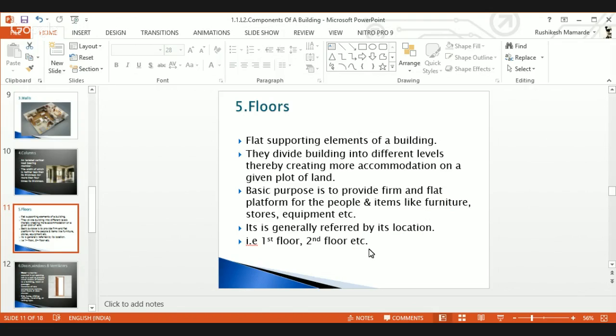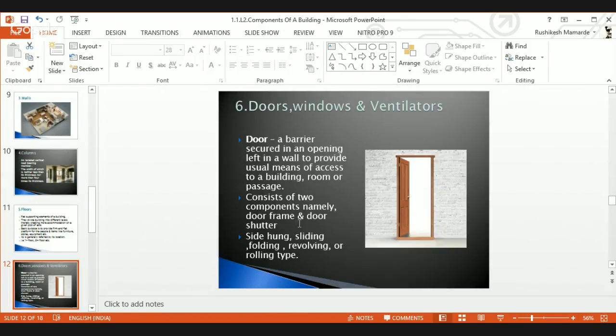Yeah, it is generally referred to by its location, that is first floor, second floor, or ground floor. Then the next is doors, windows, and ventilators. So what are these? These are again also components of a building. Without them, we cannot say a building is complete.